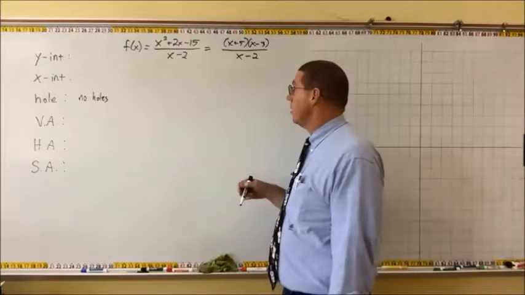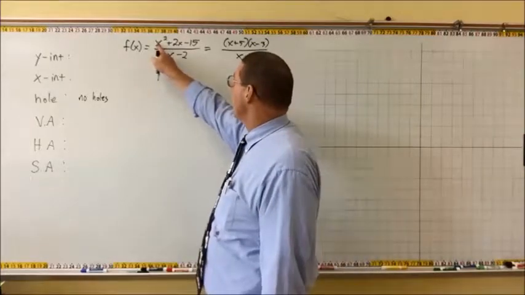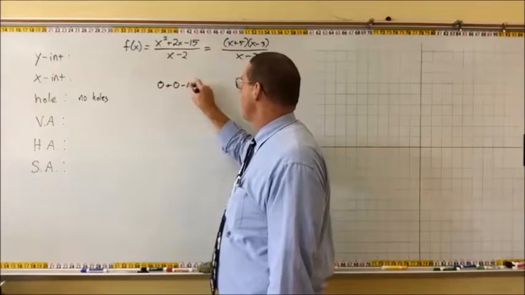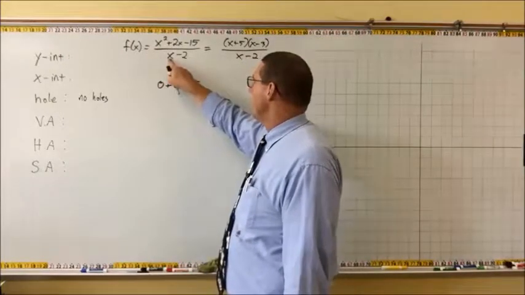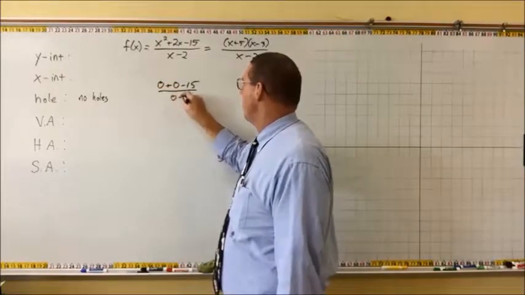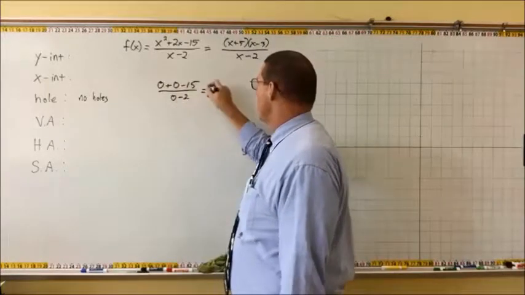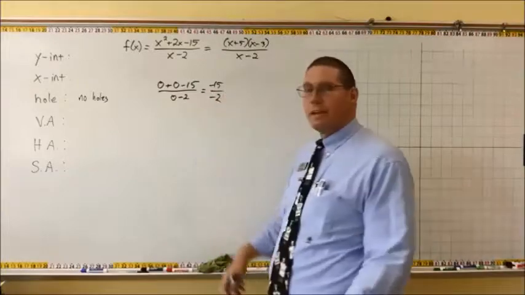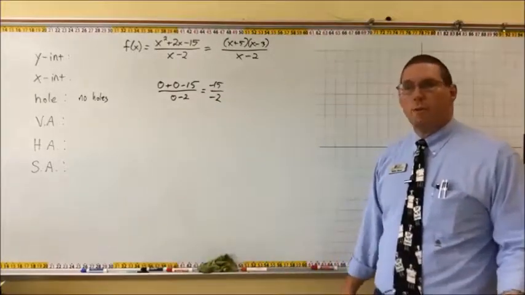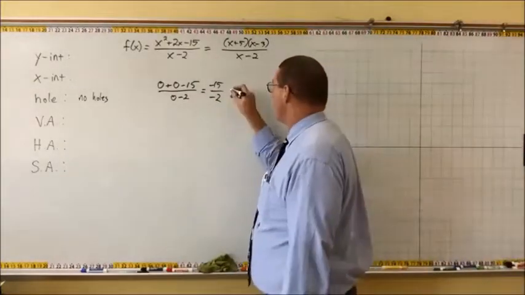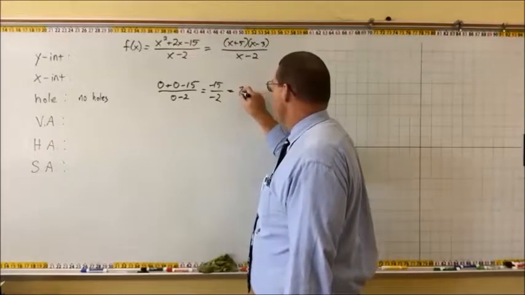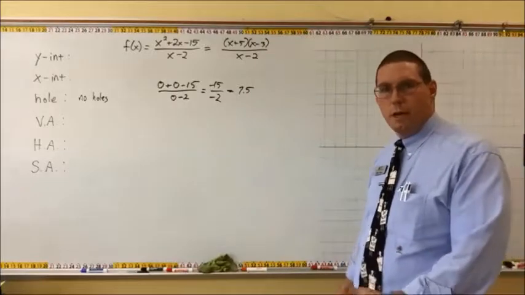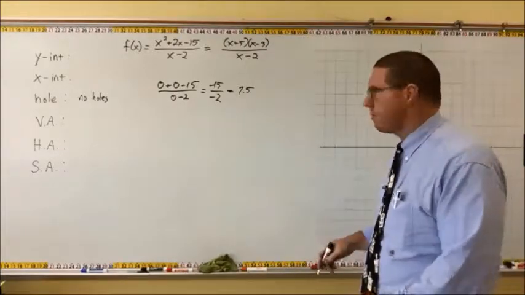Let's put zeros in. If we put a 0 in here for x, and a 0 in here for x, we get 0 plus 0 minus 15. Put a 0 in here, we get 0 minus 2. And so this is negative 15 over 0 minus 2, which is negative 2. And negative 15 divided by negative 2, well, that's 15 over 2, which is also the same thing as positive 7.5. But I would put it as 15 over 2 and then find the point 7.5.